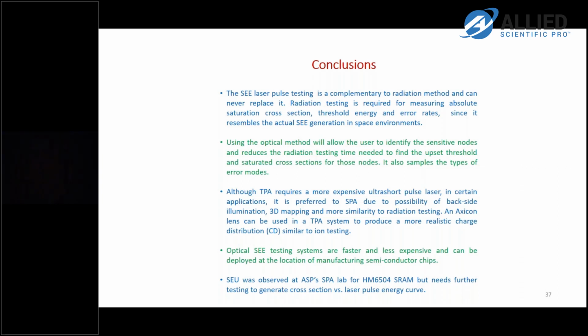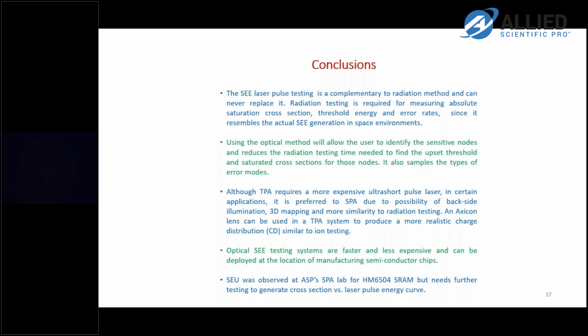Now, we compared TPA and SPA methods together, and we learned that backside illumination is easier using TPA, although TPA is more expensive. 3D mapping is also possible with the TPA, which is not possible with SPA. And axicon lens could also be used to get a larger beam. So it's more similar to radiation testing if you have TPA plus an axicon lens.